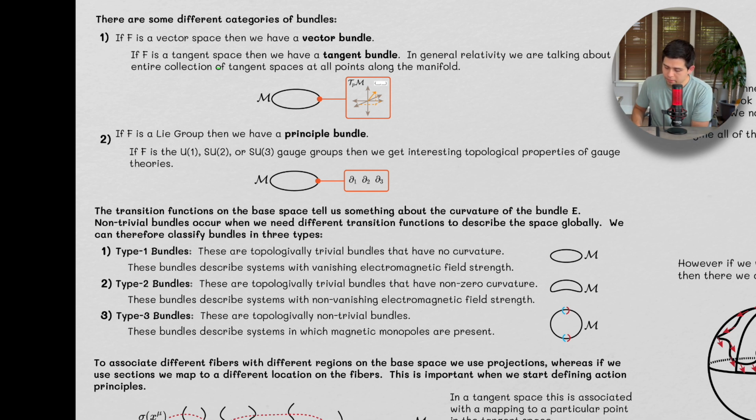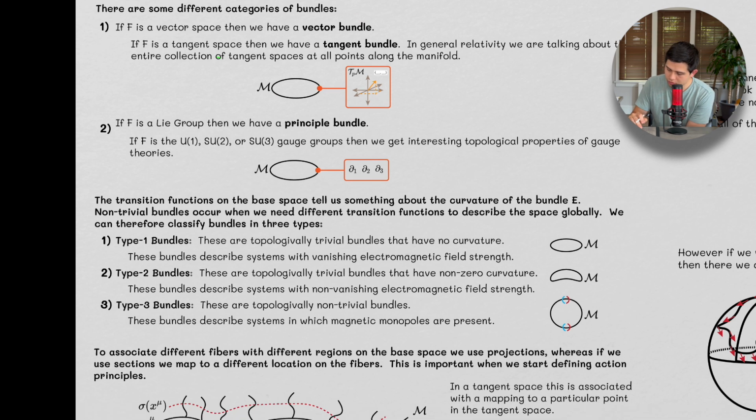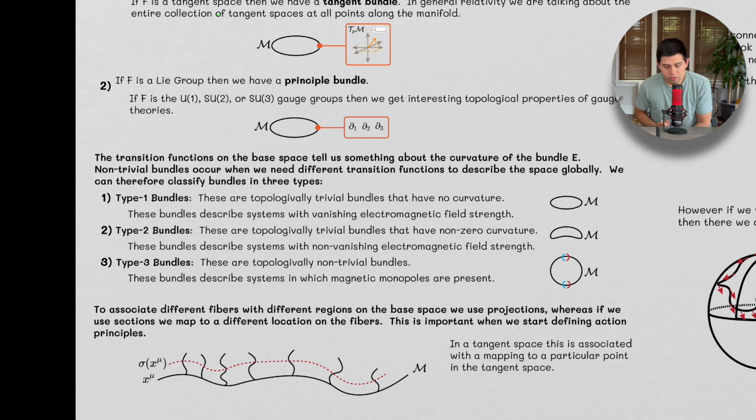Okay? And so here's our base manifold M, and we can have vector spaces, or we can have a Lie group at each space. And so in one case we have a vector bundle, the other case we have a principal bundle. Okay, so now we want to talk about the transition functions. So we talked about the types of bundles. Let's talk about the transition functions.